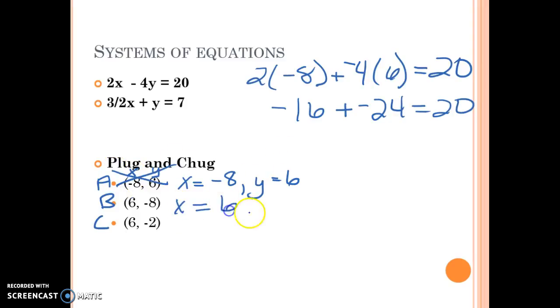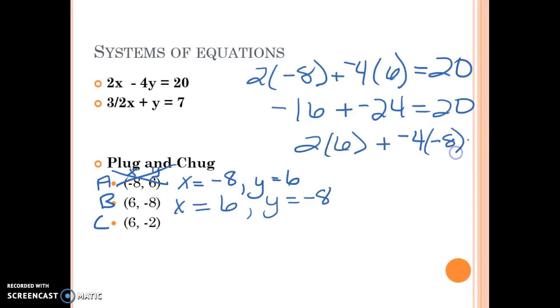Let's see, x is equal to 6, y is equal to negative 8. Let's try that. 2 times 6 plus a minus 4 times negative 8. Is it equal to 20? 2 times 6 is 12. Negative 4 times negative 8 is a positive 32. 12 plus 32 does not equal 20. That one cannot be the correct answer.